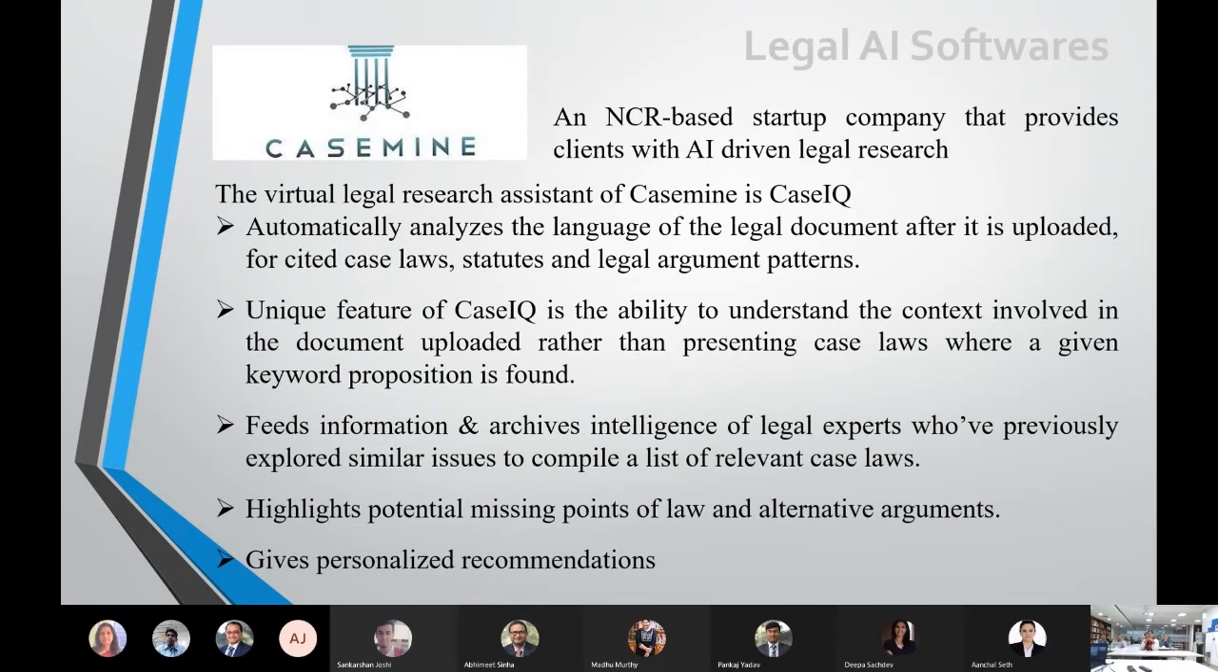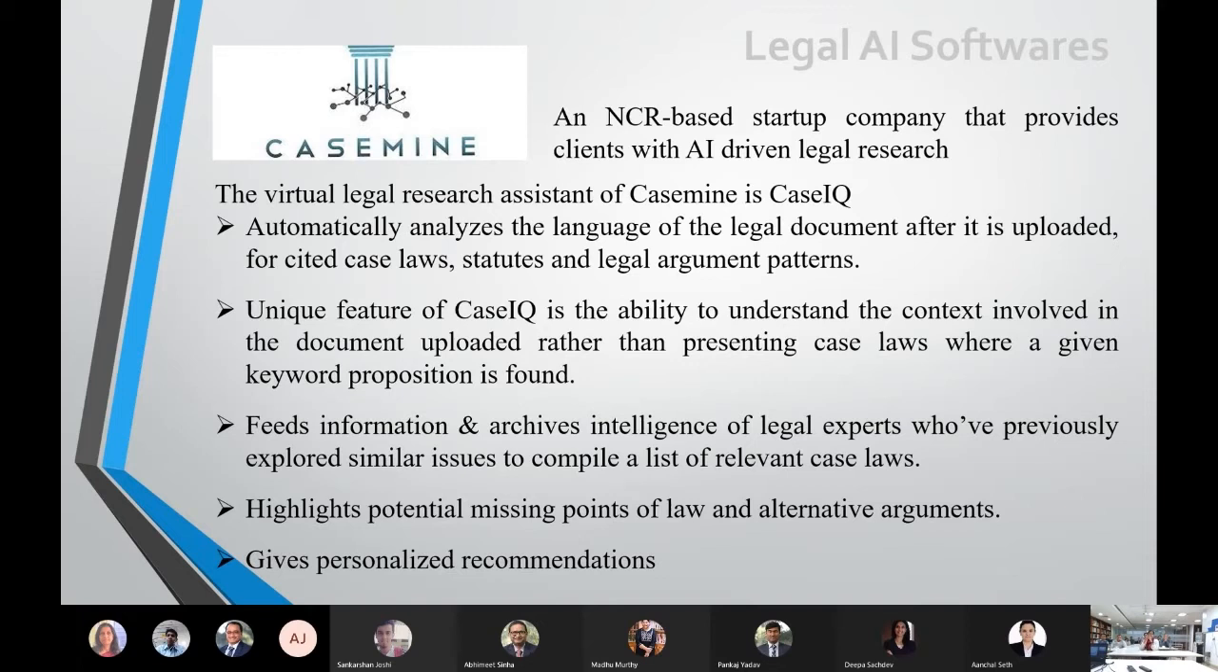What it does is, once the legal document is uploaded, you have to upload it first. After it is uploaded, it actually analyzes the language of the document for the case laws, the statutes, and the legal argument pattern, and based on that, it automatically gives you the results.